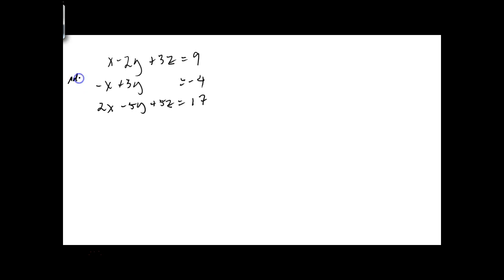Add equation 1 to equation 2. So what I'm going to do is leave that first equation alone: x minus 2y plus 3z is equal to 9. See it? Now, I'm going to add the first two equations together. Add the first two, and what do you get?